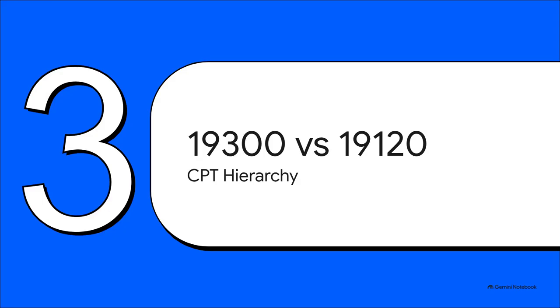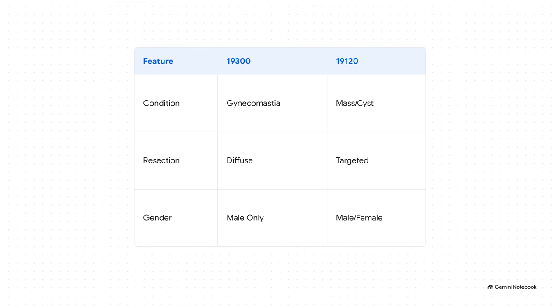Section 3. The CPT hierarchy, 19300 versus 19120. This is the big one. This is a direct head-to-head battle where the bulk of coding errors actually occur in the real world. Let's break down this hierarchy. Code 19300 is strictly defined as a mastectomy for gynecomastia. That means a diffuse resection of that enlarged glandular tissue we just talked about.